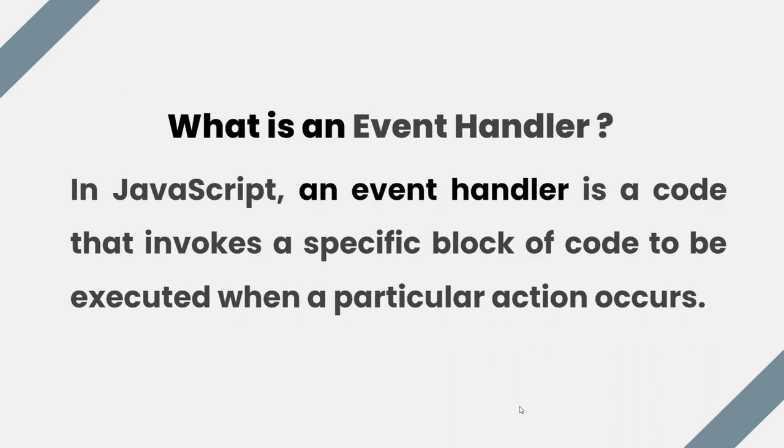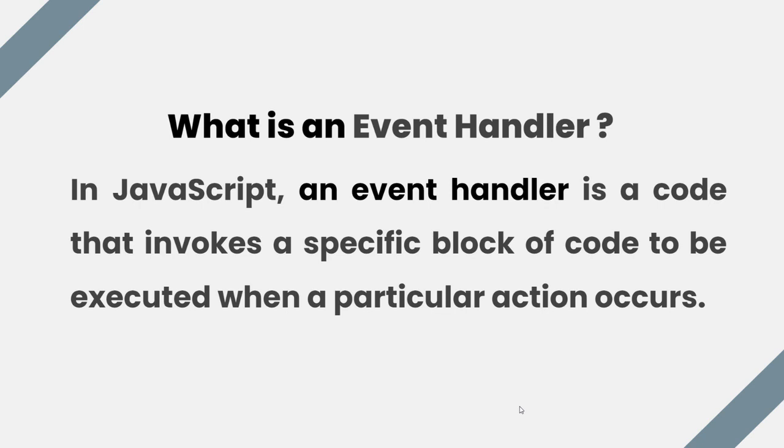So what is an event handler? An event handler in JavaScript is actually a code that invokes a specific block of code to be executed when a particular action occurs. So you can see here that the event handler is actually a type of code that would call a specific block of code. Now that block of code could be a simple code or it could be an actual function. Most times it will be a function.